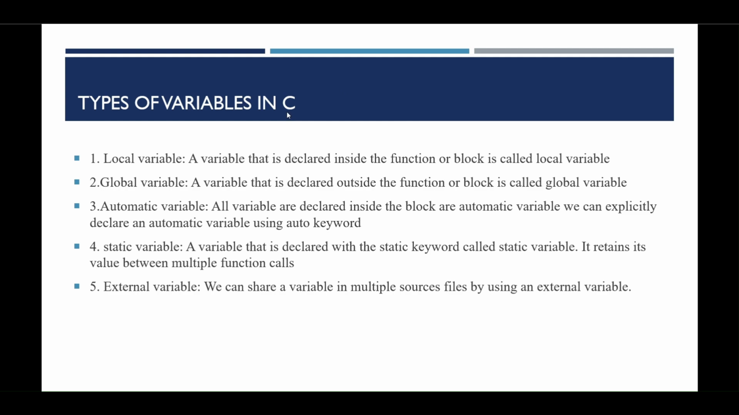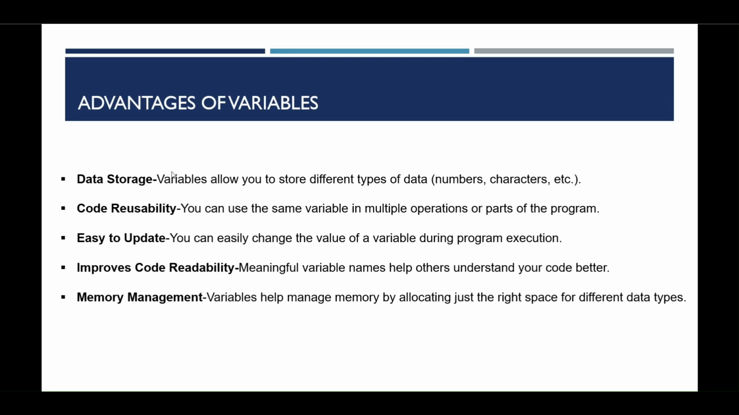Then we have types of variables. We have 5 types: local, global, automatic, static, and external. Then we have advantages. I hope you guys understood a lot from this video.